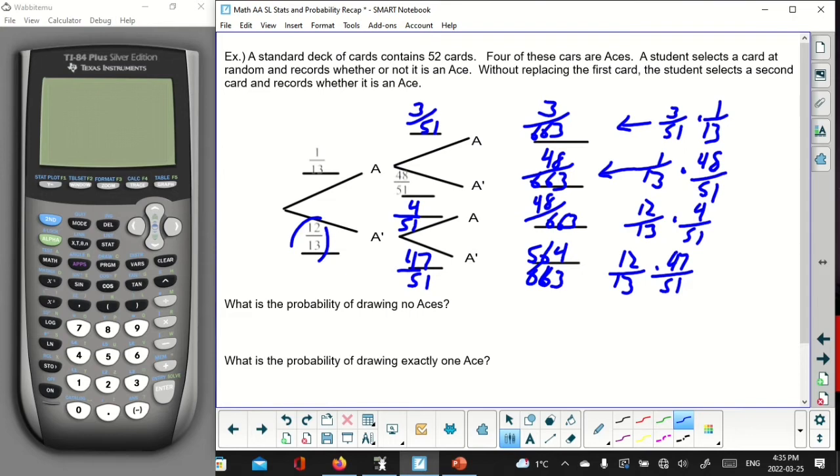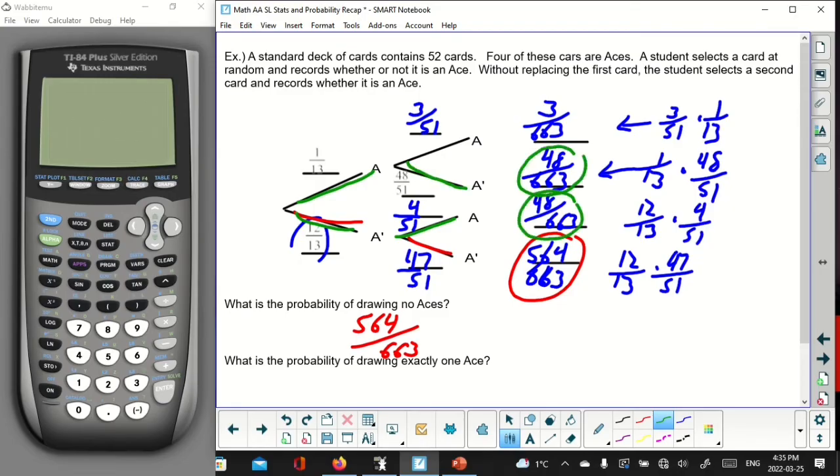What's the probability of drawing no aces? Well, that's easy. We just follow that branch through. It's right here. It's 564 out of 663. You can give it as a decimal to 3 sig figs if you like. What's the probability of drawing exactly 1 ace? So that happens in this branch and also in this branch. So it's these two things.